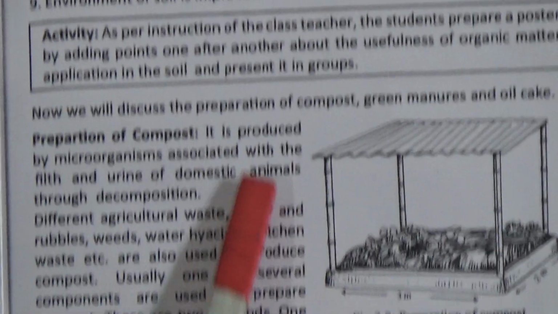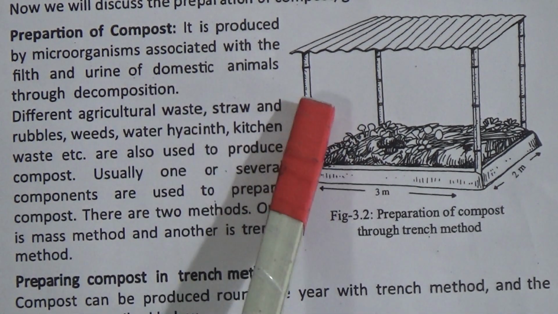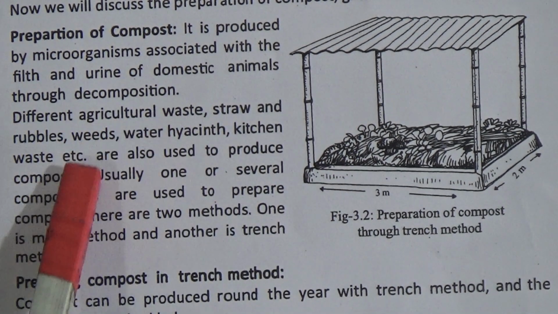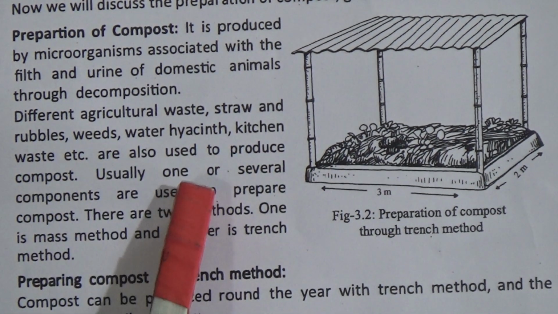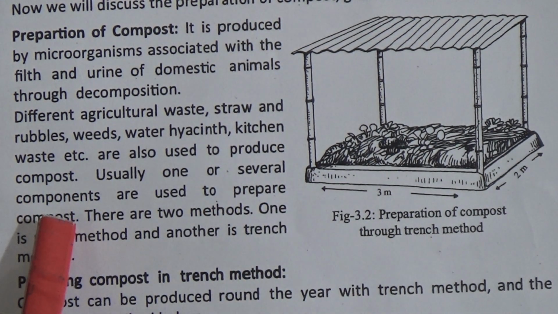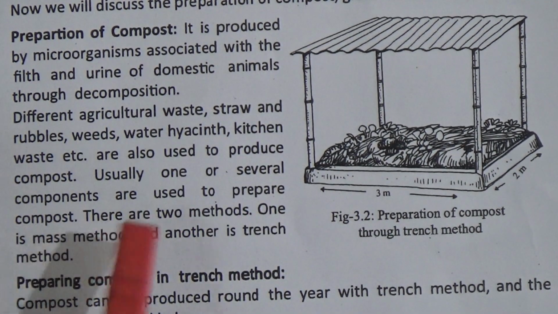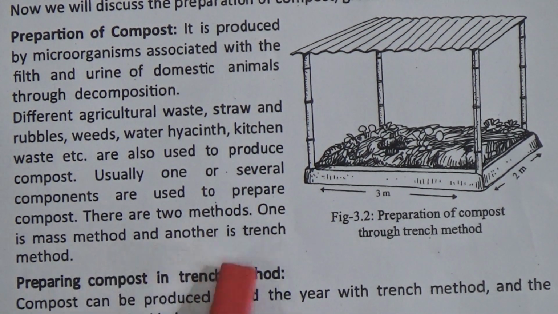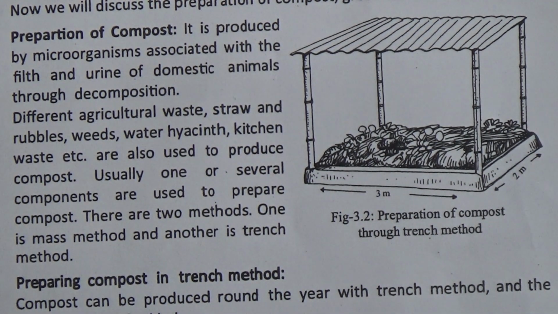Preparation of compost. It is produced by microorganisms associated with the filth and urine of domestic animals through decomposition. Different agricultural waste, straw and rubbles, weeds, water hyacinth, kitchen waste, etc. are also used to produce the compost. Usually, one or several components are used to prepare compost. There are 2 methods. One is mass method and another is trench method. Preparing compost in trench method. Compost can be produced around the year with trench method, and the process is described below.